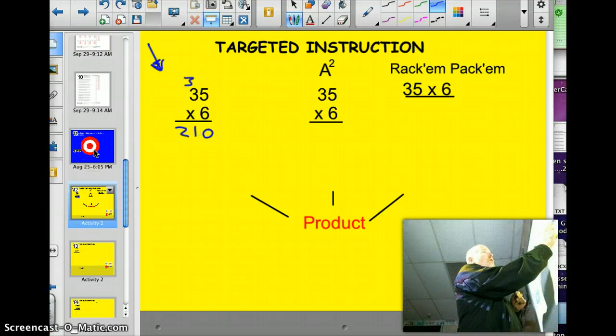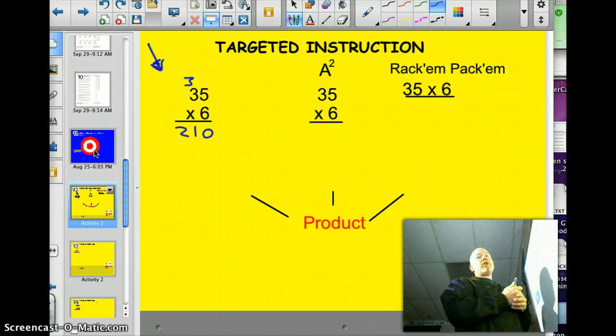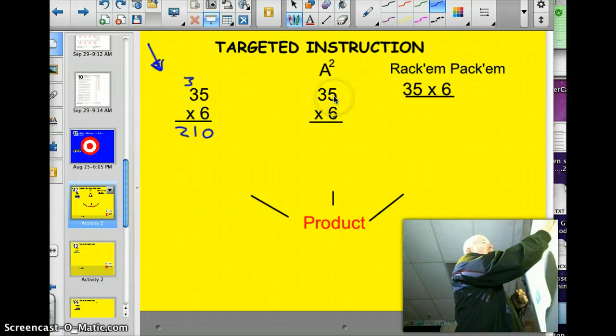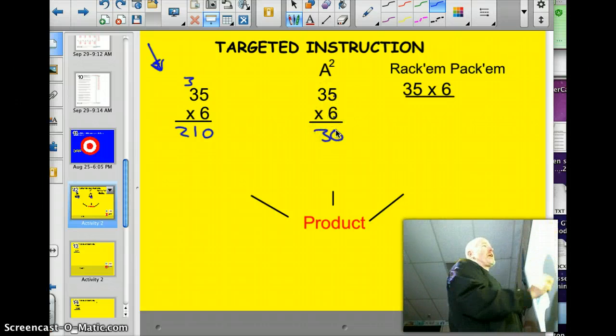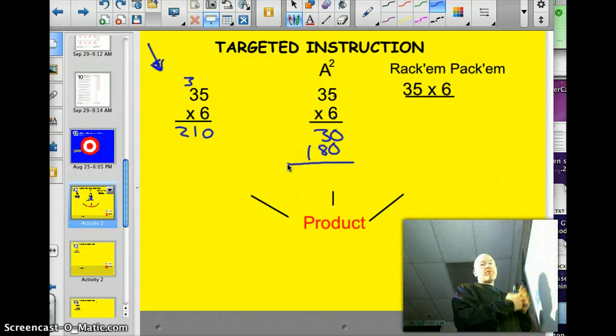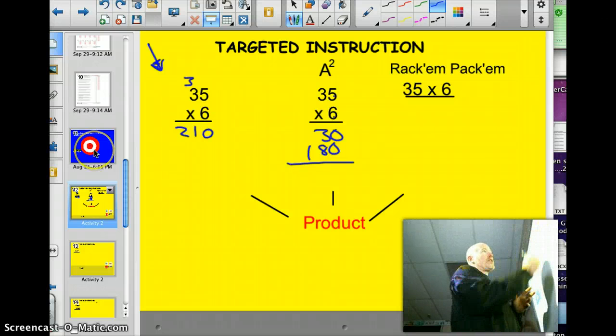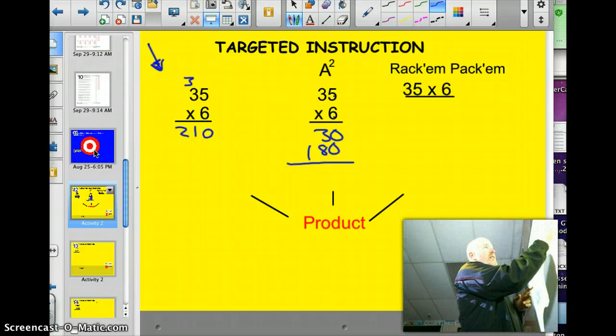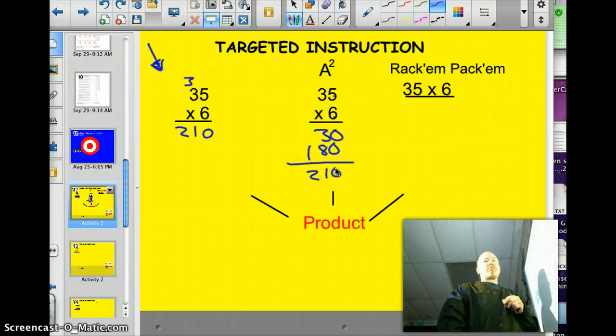All right, next one here, this is called A2 if you went to Echo Park Elementary School, otherwise it's called partial products. You'll see some of the same problems, just watch the way I write them down are a little bit different. 6 times 5 is 30, and then 6 times 30 is 180. So I actually made two separate lines there as I broke it into two problems, 6 times 5 and 6 times 30, which you add up is 210 as your product.